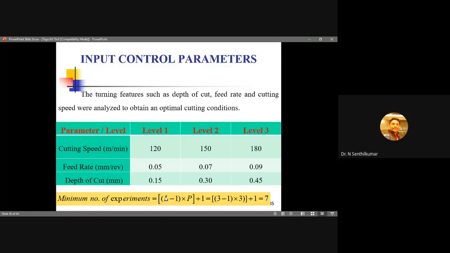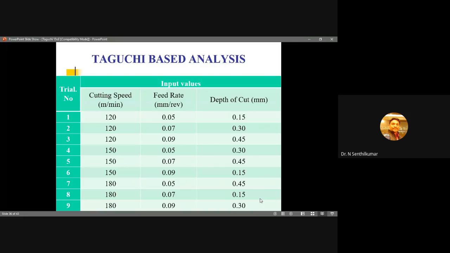This is the minimum number of experiments equal to (L minus 1) into P plus 1. L is the level, which is 3, so 3 minus 1, into P, the parameters. Cutting speed is a parameter, feed rate is a parameter, depth of cut is a parameter, so into 3, plus 1, which equals 2 into 3, 6, plus 1, 7. So the nearest orthogonal array is 9, so I am going to choose 9.